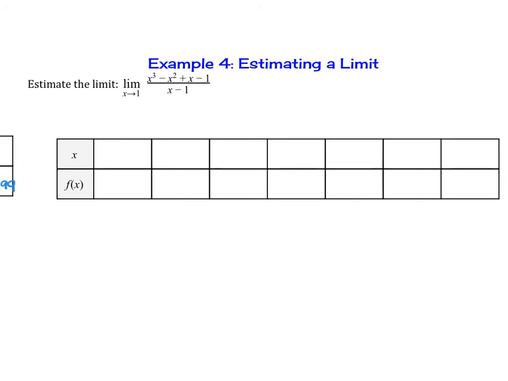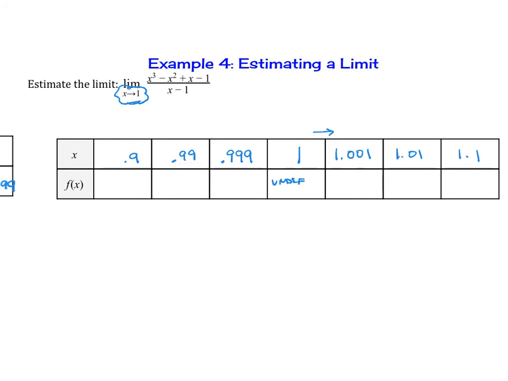We are again approaching 1, so that's the center number. To the left of 1, it's 0.999, then 0.99, then 0.9. To the right of 1, that's going to be 1.001, then 1.01, and then 1.1 is further out. If I tried to plug in 1, it would be undefined at that point, so we really don't know what that is. One way to figure that out is by plugging in these numbers and seeing what the function is approaching.